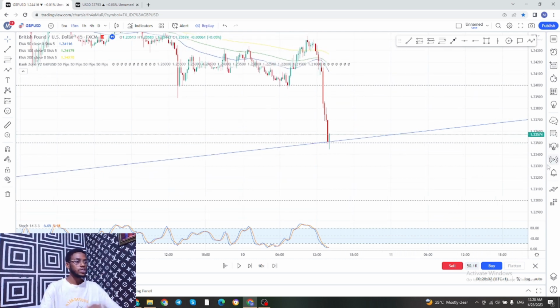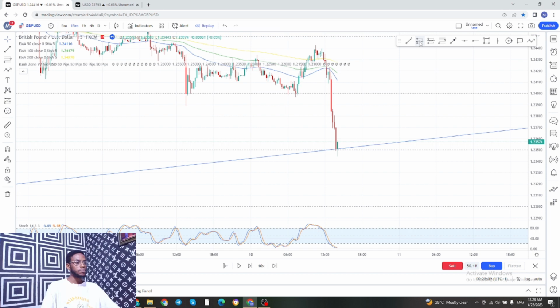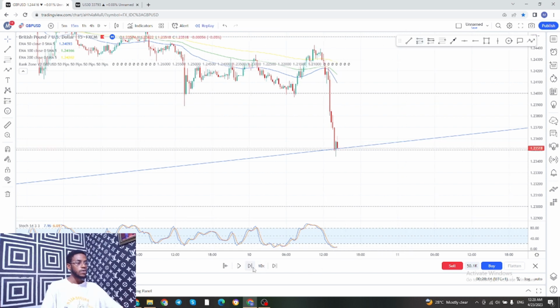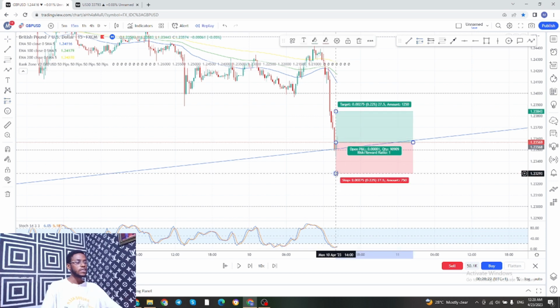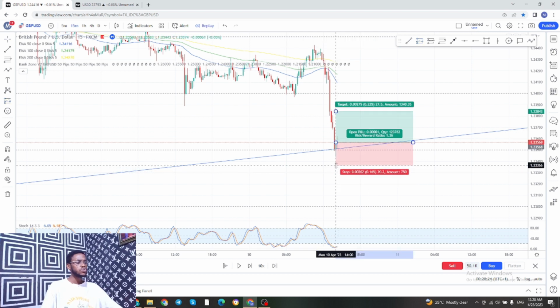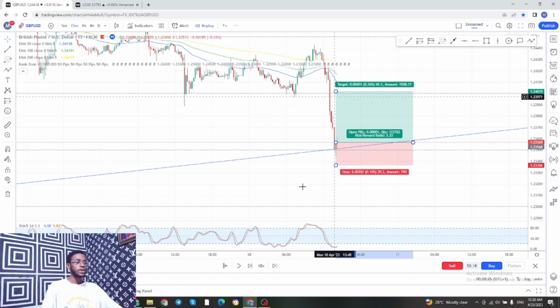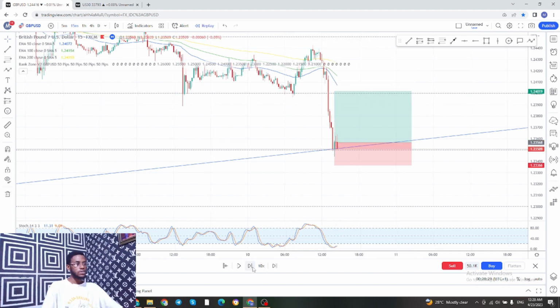So with this really nice candle, I'm just gonna buy right here. Let me just wait for the crossover. Boom, I get a crossover right there. So right here I would have entered with a few positions, risking 20 pips and going for the next bank zone, guys. So let's just play this and see what happens.